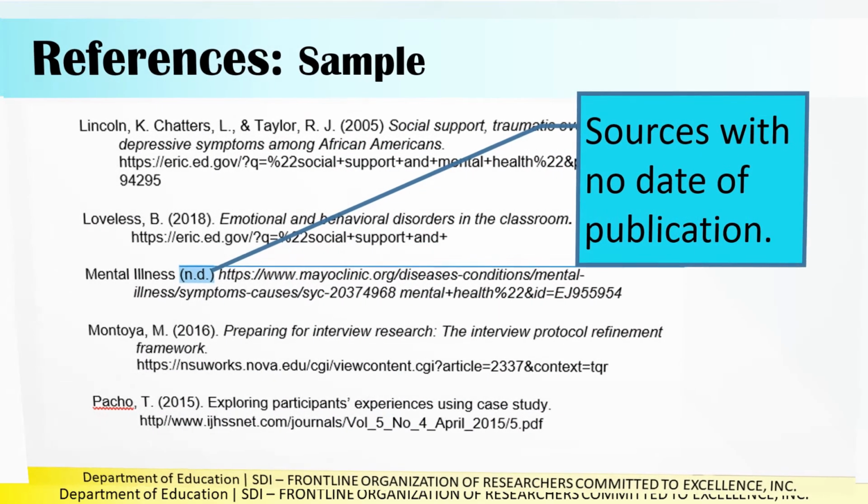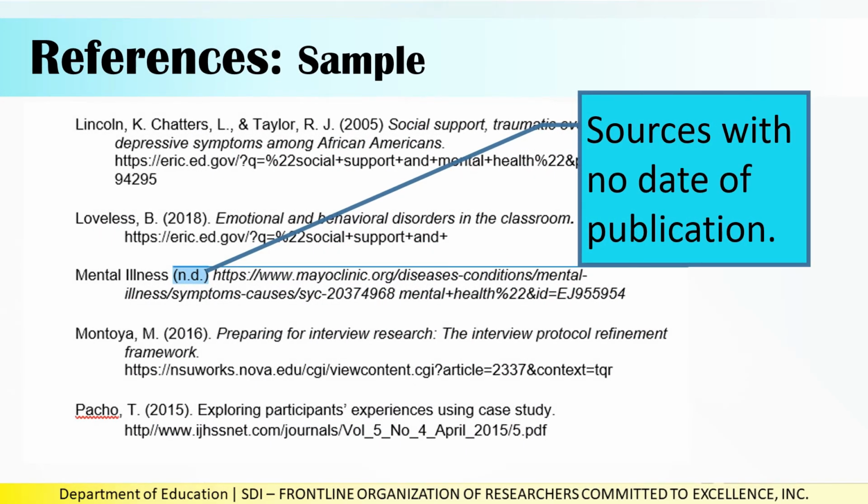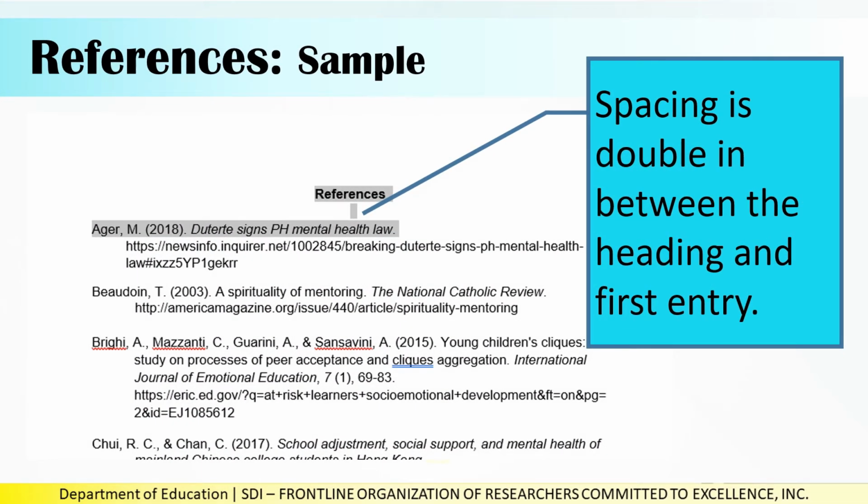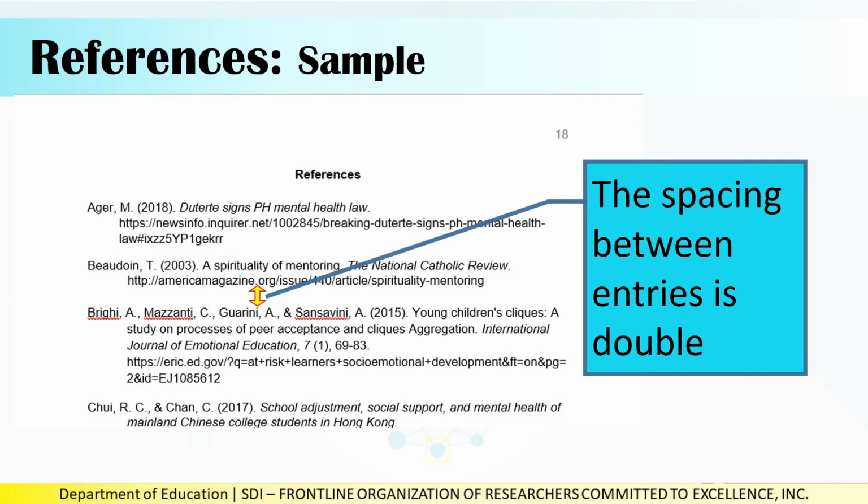For sources with no date of publication, just do this: n period d period. Spacing is double in between the heading and the first entry. Spacing between entries is double.